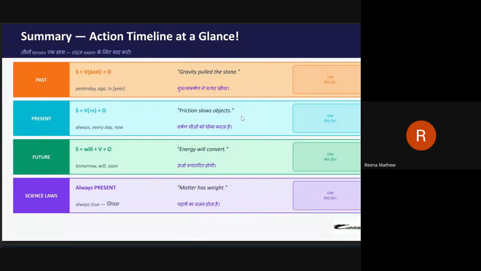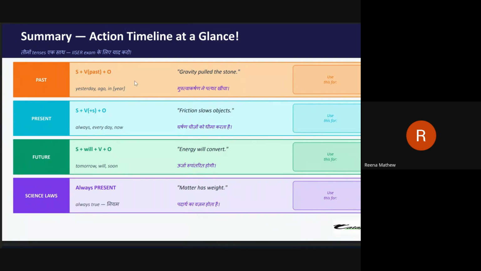So this is what we learned. Okay, please go through the slide and read. We have in past tense, we have subject, verb ka past form or object. Okay, in present tense, we have subject, verb plus s or the object. Future is subject, will, verb, and the object. Okay, yes. Now we'll move to the next slide.